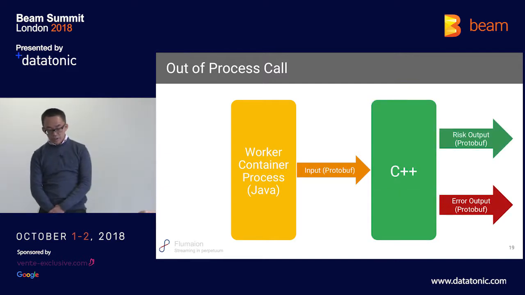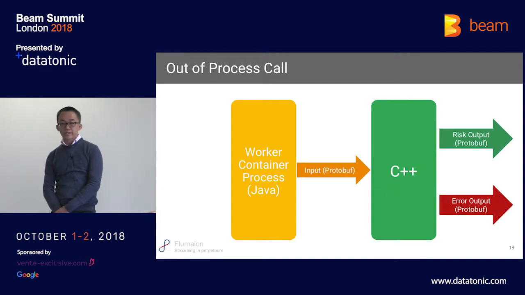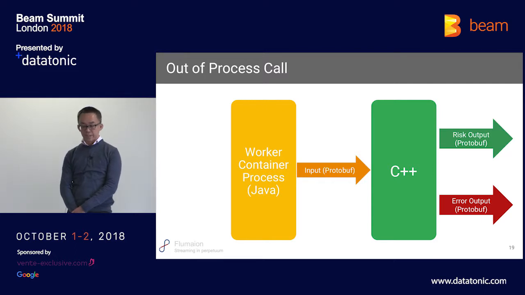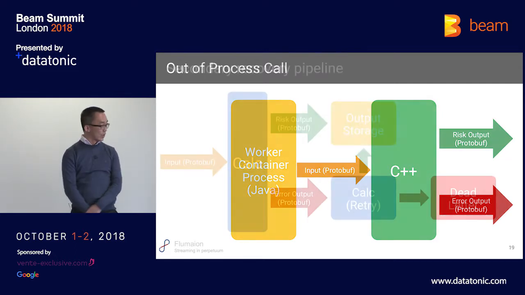And so the final output looks something like this. Our worker process gives an input protobuf to disk. Our main method reads it in. We have some risk outputs, but we also have error outputs. Okay, so what we found is, if you go to the next slide.